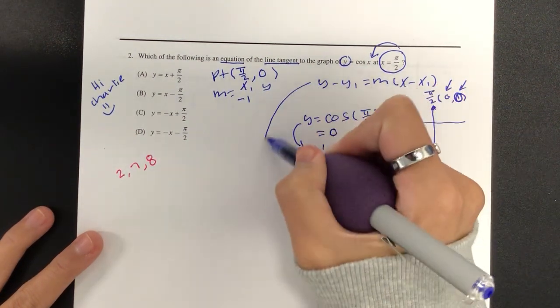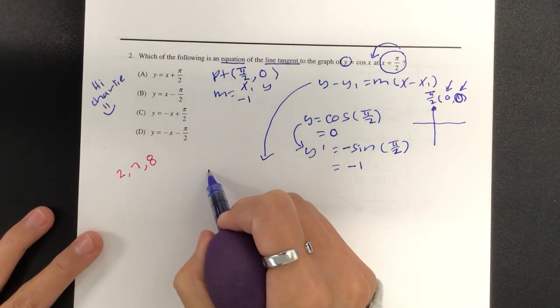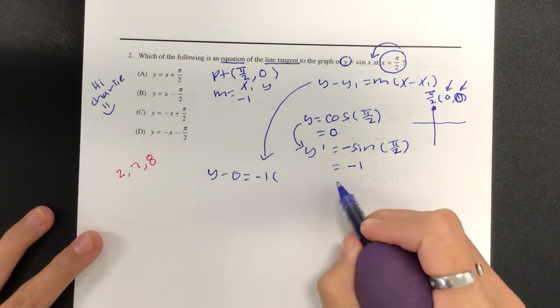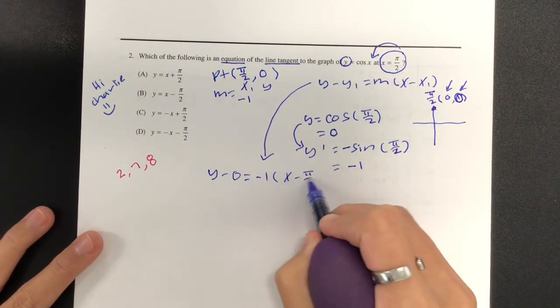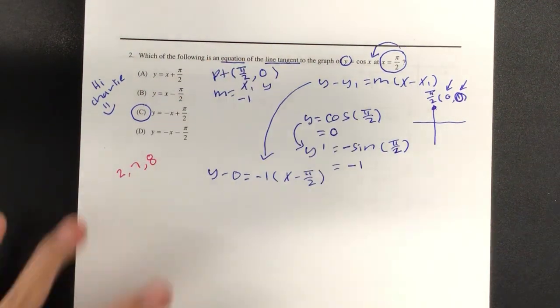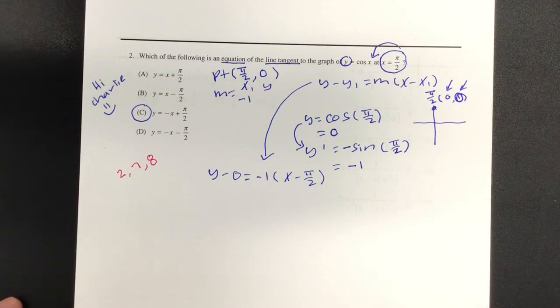So then we're going to plug it into this guy over here. We have y minus 0 is equal to my slope, negative 1, times x minus pi over 2. And what would that match? C. C it is? Are we okay with that?